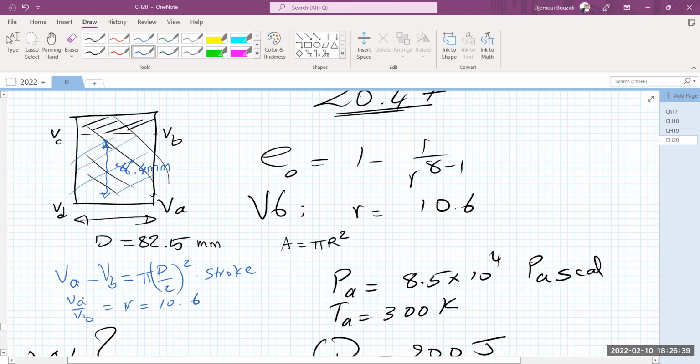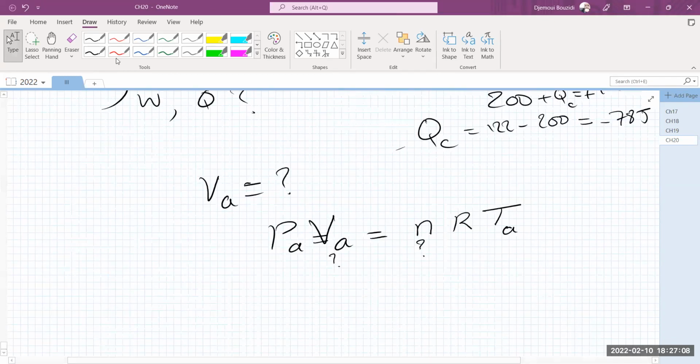So we have two equations with two unknowns. So we're going to get VA and VB at the same time from these equations. That means that VA is equal to R VB, or if you wish, VB is equal to VA over R, and sub into this equation, and all of a sudden we have our value of VA. So we don't really need PV equal to nRT in this thing. So what we're saying is the following.